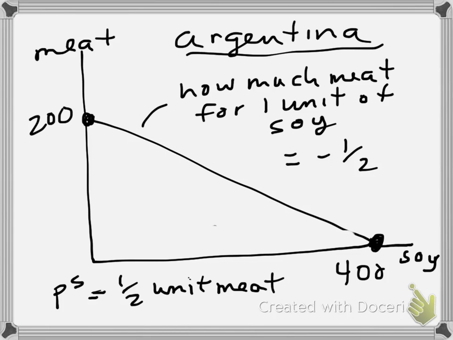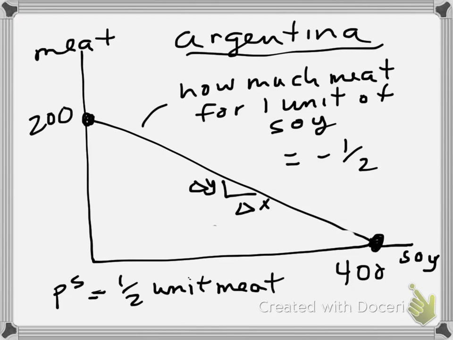Now, if we look at the slope of this production possibility frontier, and remember that the slope of a line is what we call the rise over the run, the change in y over the change in x. So the rise over the run. It's easy to see that that slope is minus 1/2. It tells us how much meat we get for 1 unit of soy. If we were to give up units of soy, how much meat would we get? That's the slope of the production possibility frontier.